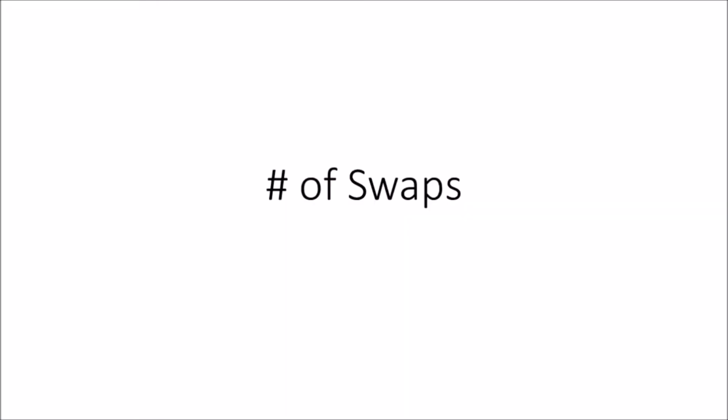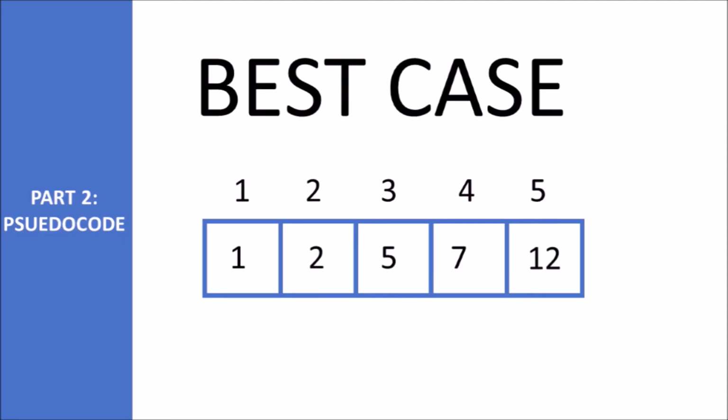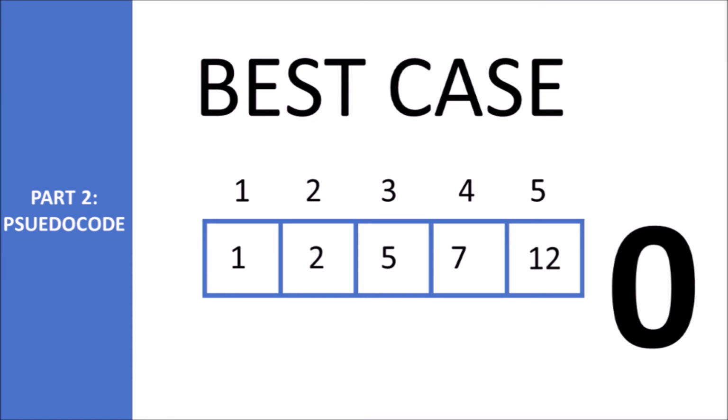Let's consider how many swaps are in the bubble sort algorithm. First, let's find the number of swaps in the best case. The best case is that the array is already sorted. Remember, we make swaps when a value is bigger than the value to its right. This will never happen if the array is sorted, which means there will be 0 swaps in the best case.